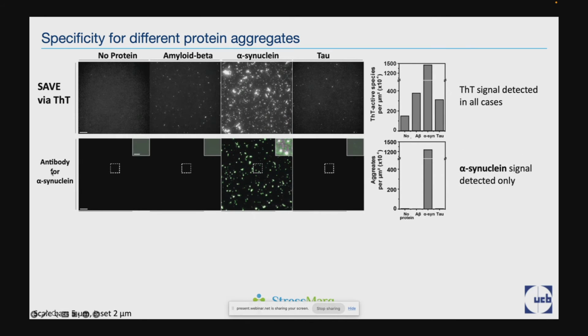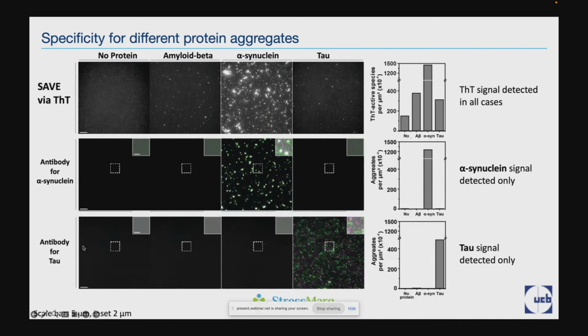If we then look at our staple approach for alpha-synuclein, we only see alpha-synuclein containing aggregates here. We don't see anything with the amyloid beta, the no protein, or the tau controls. We only see the alpha-synuclein aggregates. If we then do the same approach for tau, we don't detect any protein in the no protein sample. We don't detect aggregates in the amyloid beta sample, nor the alpha-synuclein sample. We only detect aggregates in the tau case.